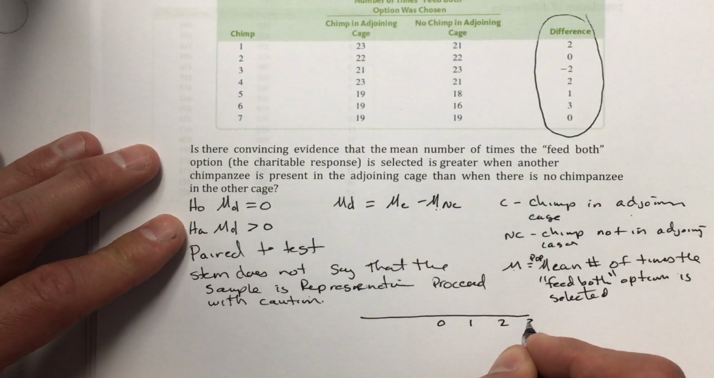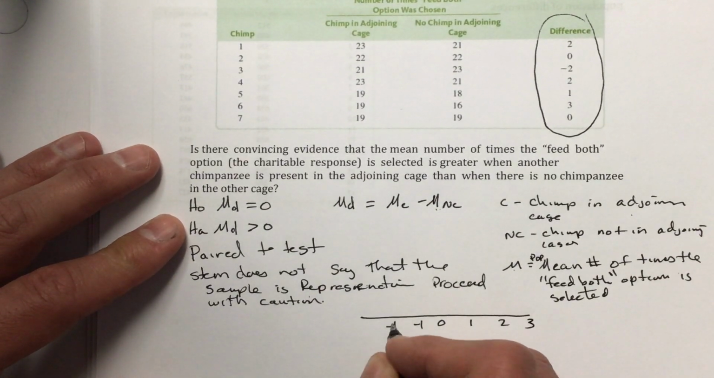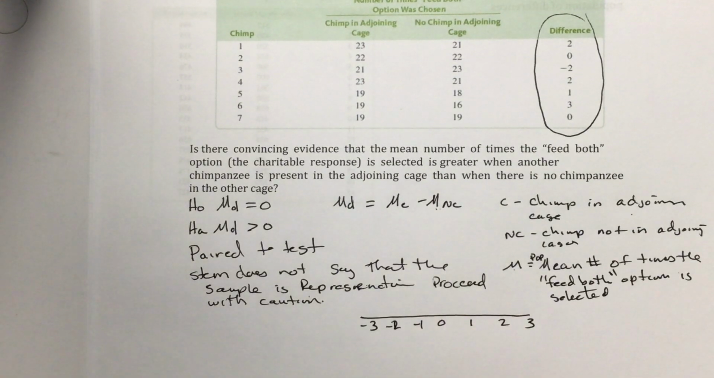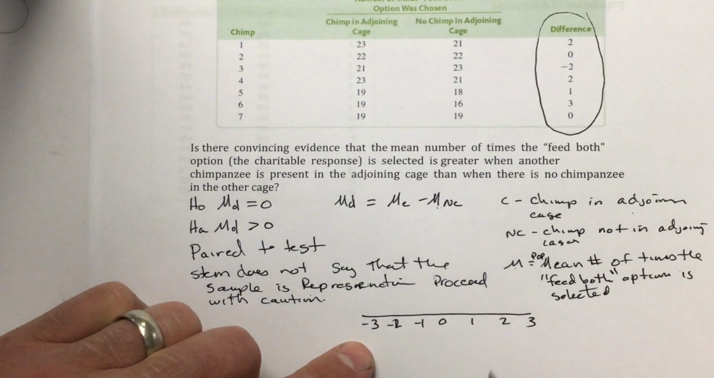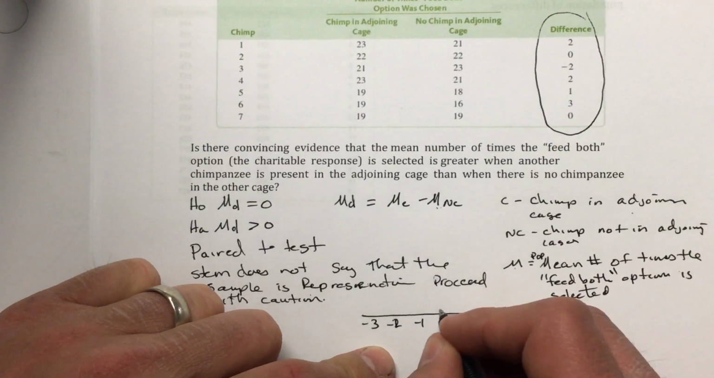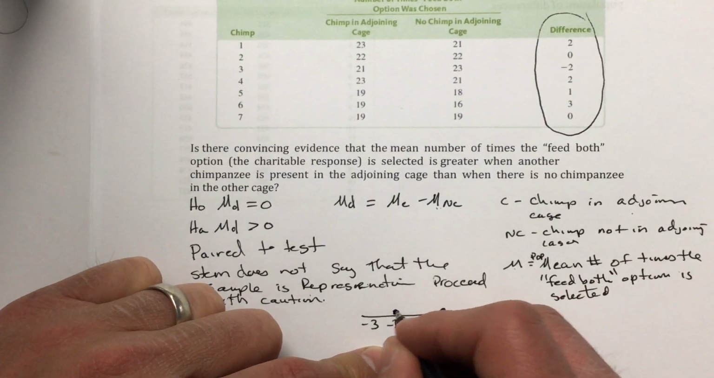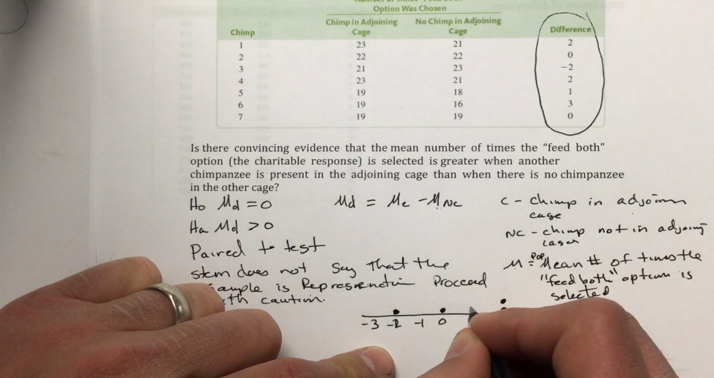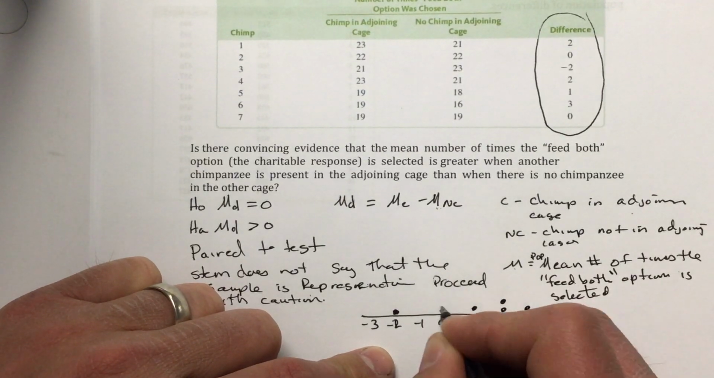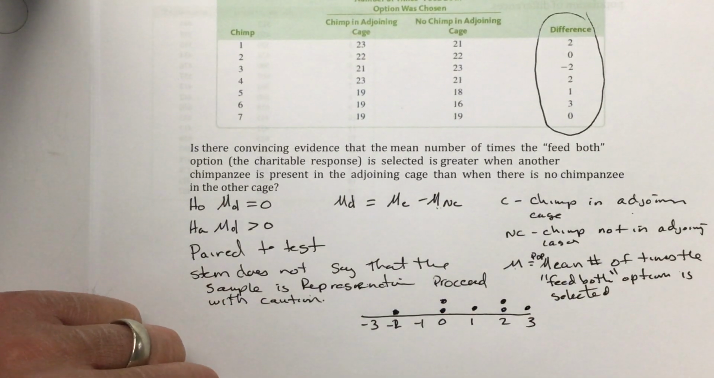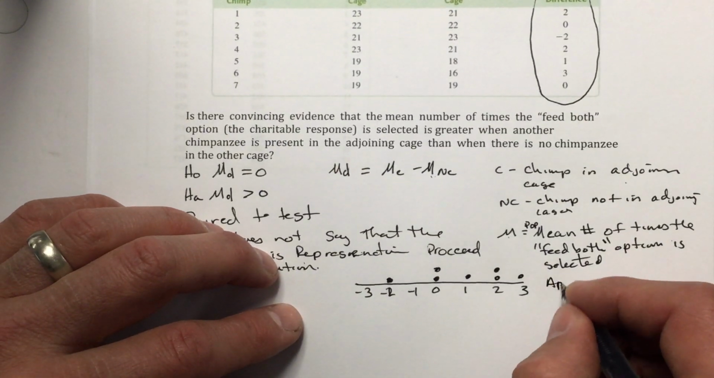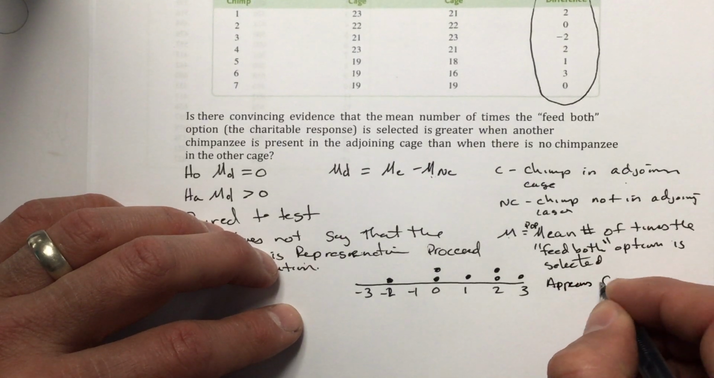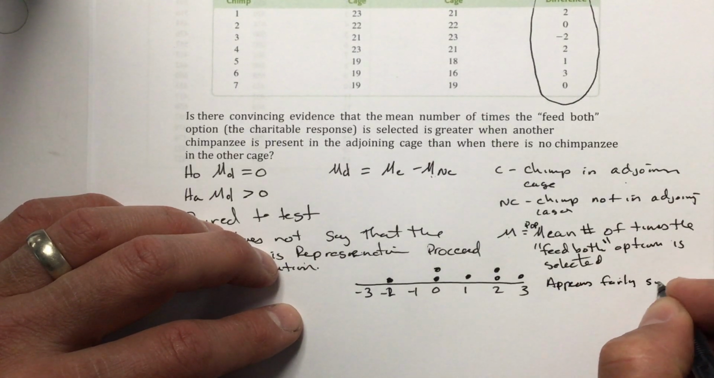0, 1, 2, 3. It's everybody's favorite thing to do. All right, so 2, 0, negative 2, 2, 1, 3, 0. Look at that, guys. Appears pretty symmetrical, doesn't it? Appears fairly.